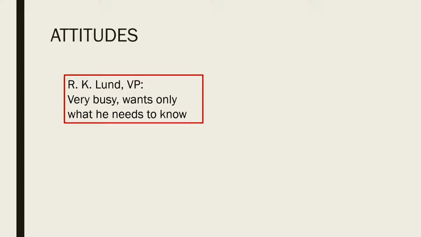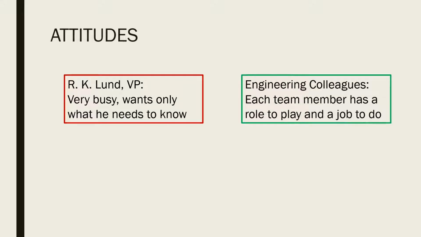The attitudes among the 4 readers are a little different. The vice president is a very busy man. He wants to know just what he absolutely has to know and nothing more. He may not want to be bogged down in details. The engineering team wants each member to know the role they have to play and to be able to do their job very well.